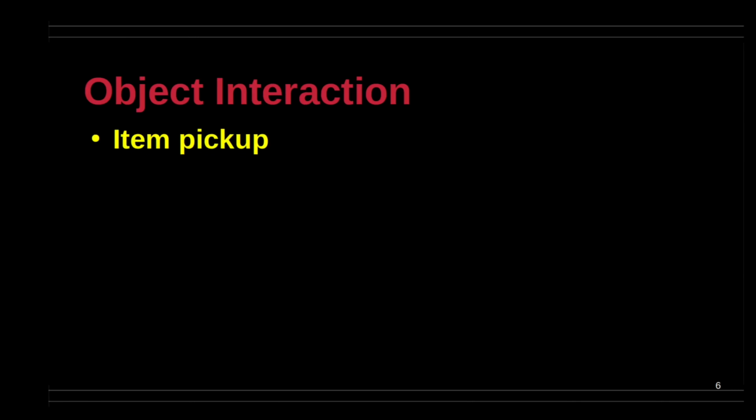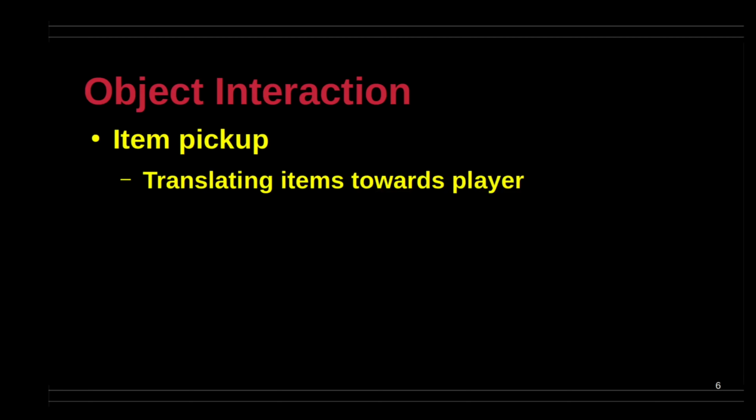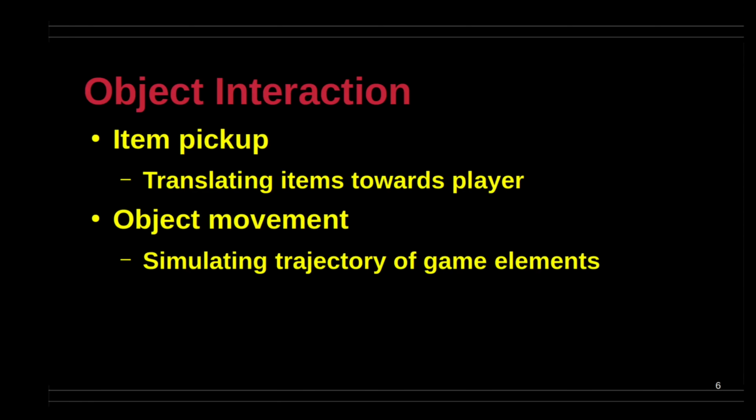In object interaction, during item pickup, items are translated towards a player. That is, the objects are moved towards or away from the player. During object movement, the trajectory of game elements is simulated with or without rotation. In scene interactions, objects are moved from one position to another.